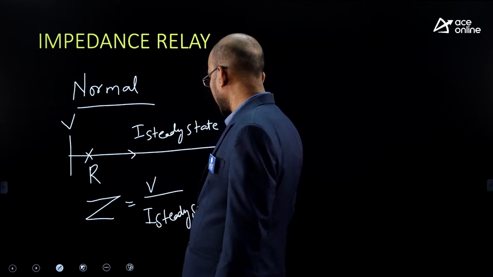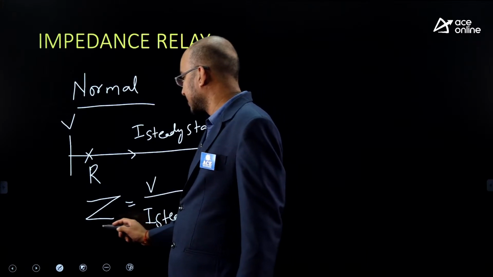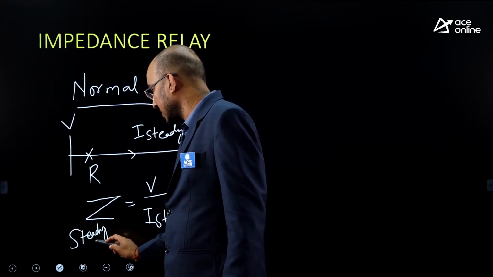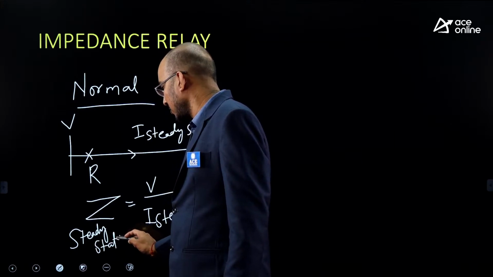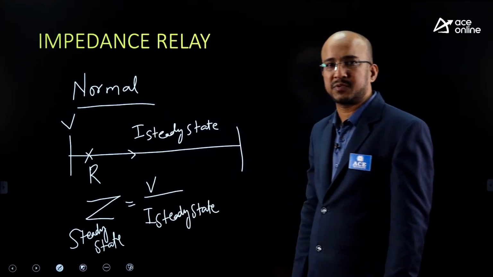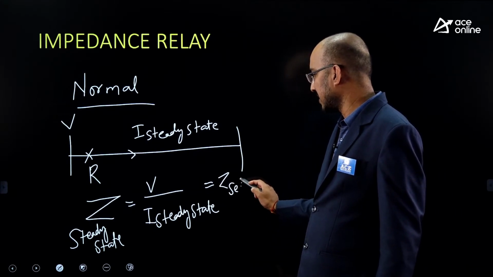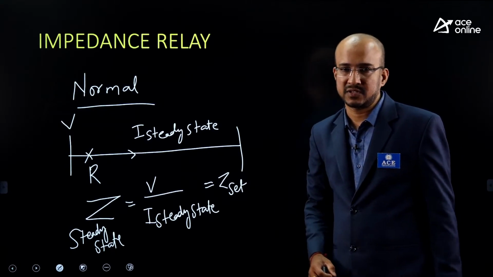This is nothing but the steady state impedance. So, during normal condition, the impedance seen by the relay is the steady state impedance. This is nothing but the set impedance of the relay. This is known as the set impedance of the relay.